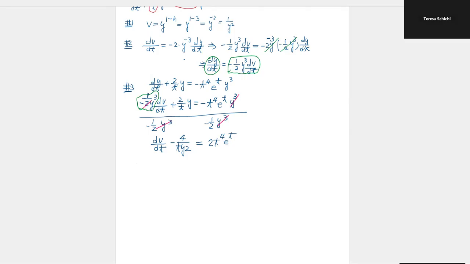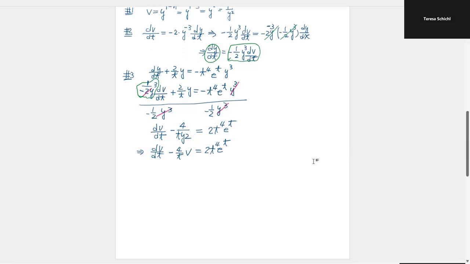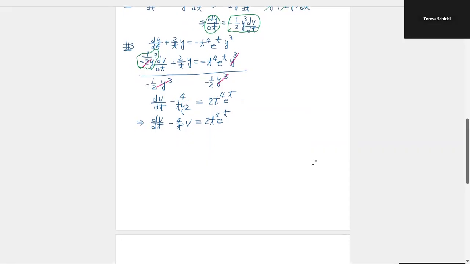So now we know 1 over y squared. This will be dv/dt minus 4 over t times v. Remember, v is equal to 1 over y squared. So this is the v, and this will be equal to 2t^4 e^t. So this becomes a simple first order differential equation, and after we do that, we change it to this nice form.